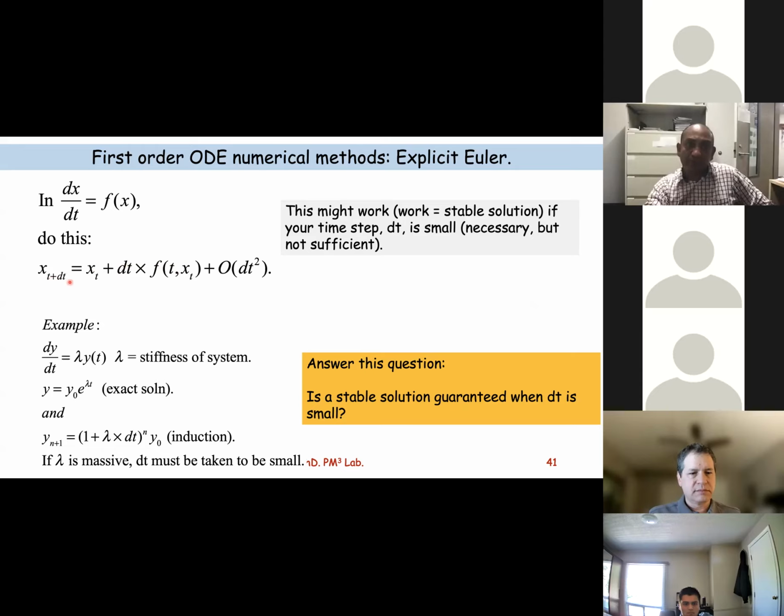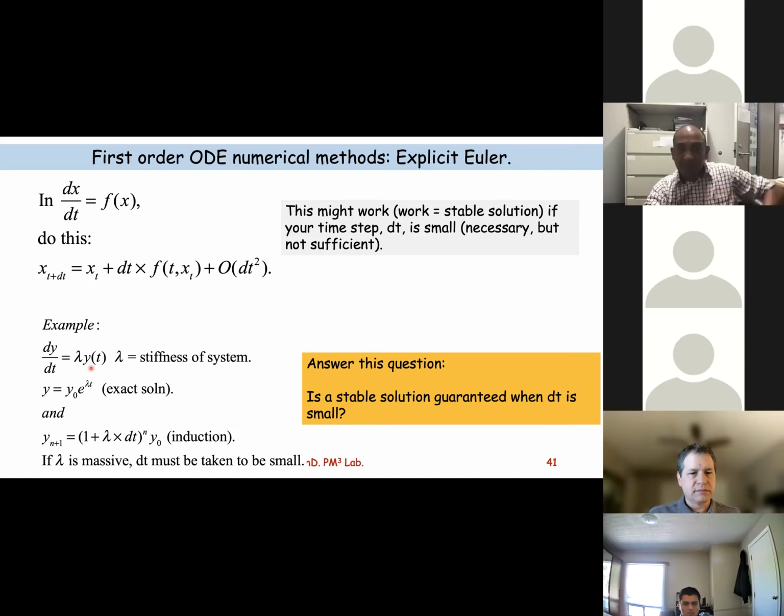Extremely straightforward to implement. Two or three lines of code and you're there. Now, as an example, we can take a very simple first order differential equation here. Lambda is a constant. You might also call lambda the stiffness of the system.